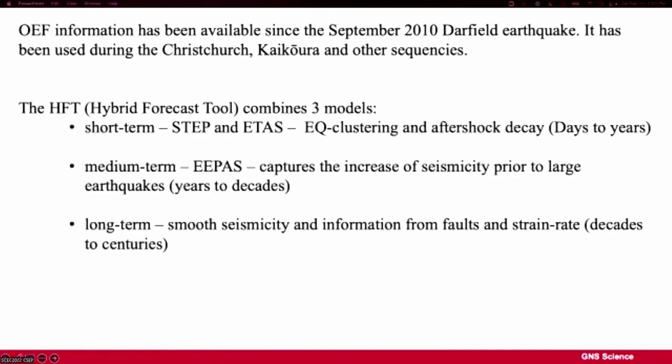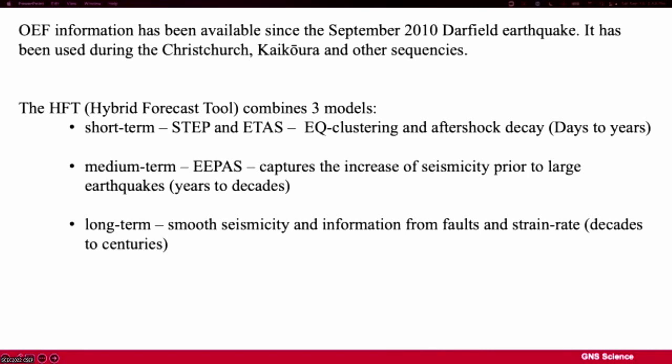So the tool that we currently have is what we call the hybrid forecasting tool. It uses three published models. We look at the short-term frame, the medium term, and the long term. For the short term, we use the STEP model that was published by Matt, and a localized version of the ETAS model. The focus here is earthquakes from days to years.